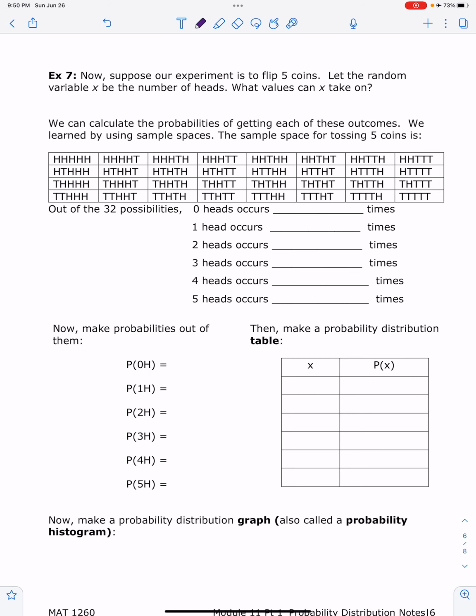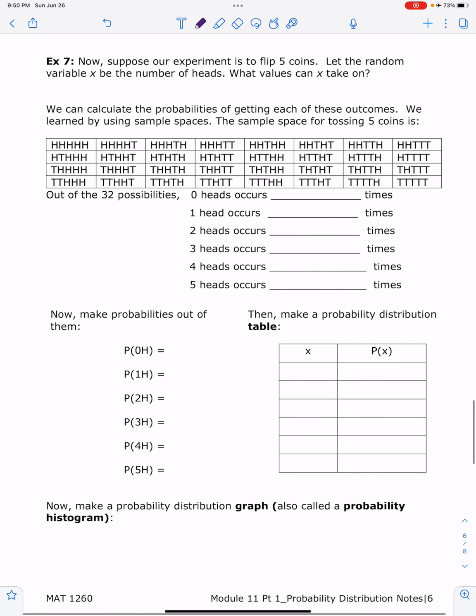Okay, these are the Mod 11 Part 1 notes, probability distributions. This is page 6. We are going to step back real quick, make sure we understand what we're saying when we talk about probabilities and probability distribution tables, and then we will get back into expected values and standard deviations.